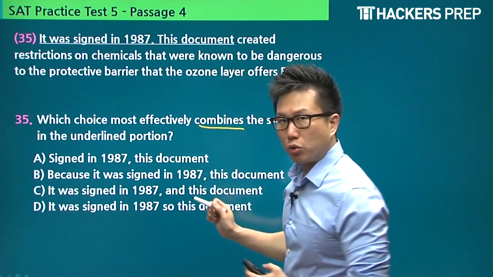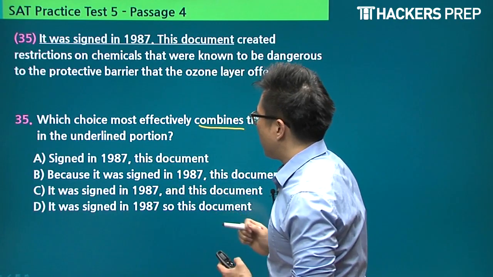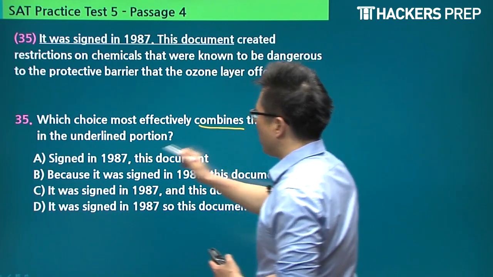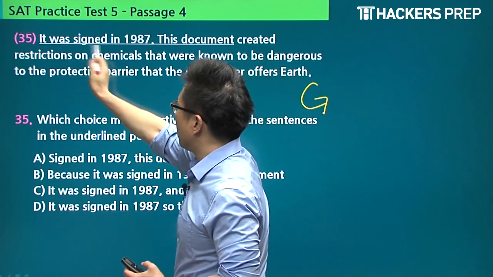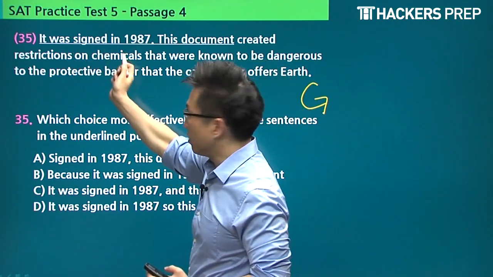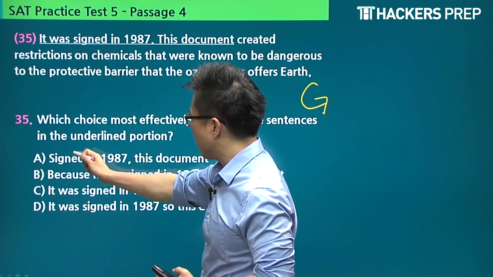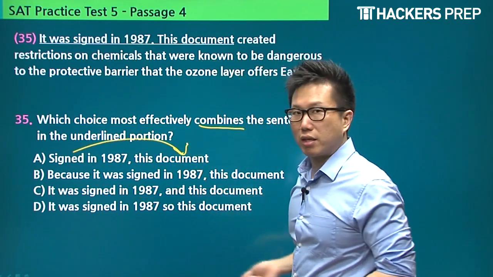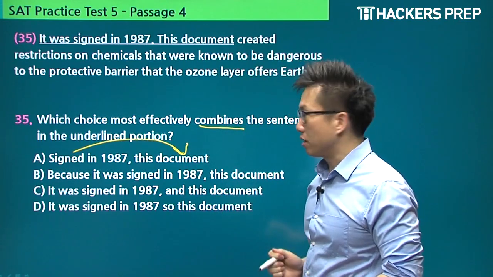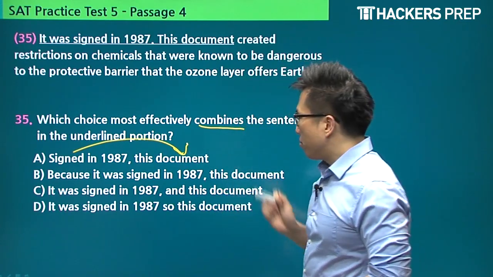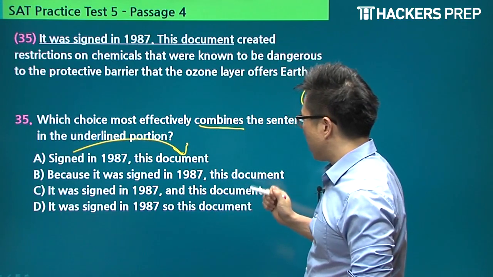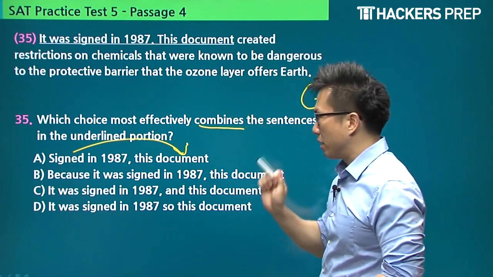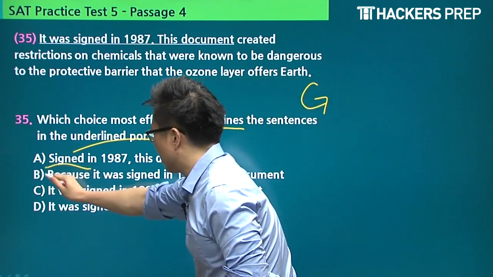Now look at answer choice A. Signed in 1987, this document. This makes sense because it eliminates the need to make another separate sentence. You have a modifier here, signed, and this signed is referring to the document. So it basically means that this document was signed in 1987. That makes sense. Let's keep this for now. Look at B. Because it was signed in 1987, this document created restrictions. That makes no sense logically. It makes no sense at all. This idea of because.